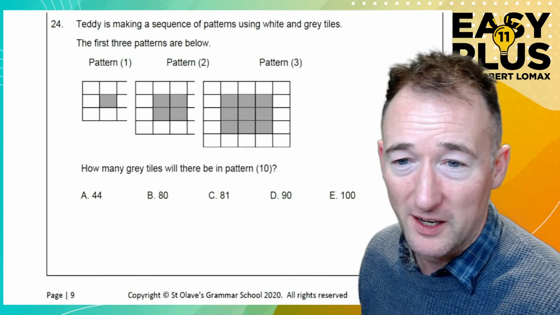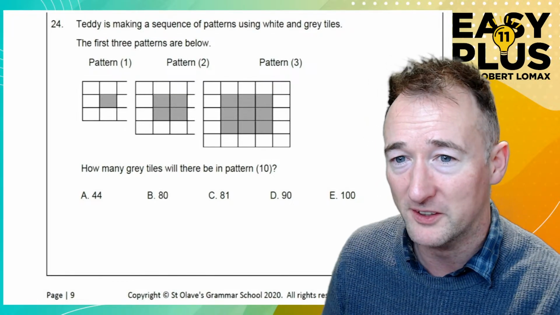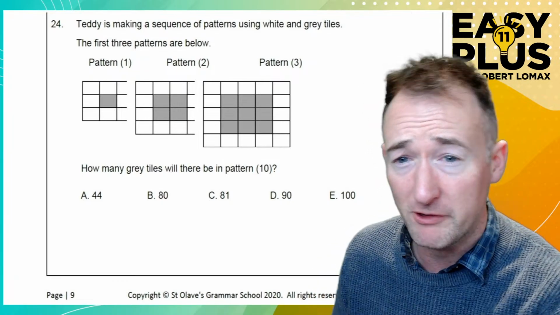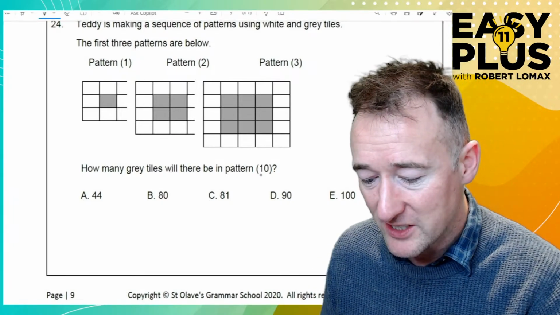Teddy, this looks really complicated, but don't get sucked in by that. Just work through systematically. Teddy is making a sequence of patterns using white and grey tiles. The first 3 patterns are below. Pattern 1, pattern 2, pattern 3. How many grey tiles will be in pattern 10?